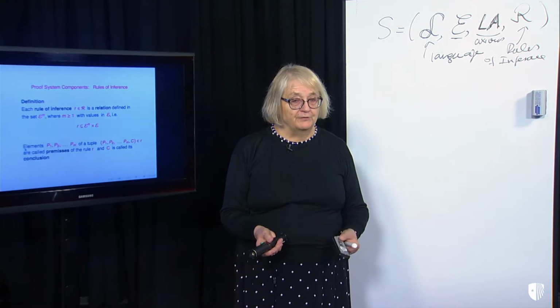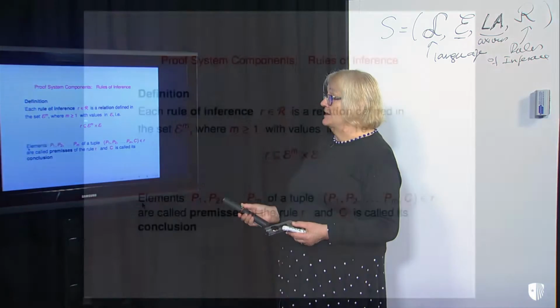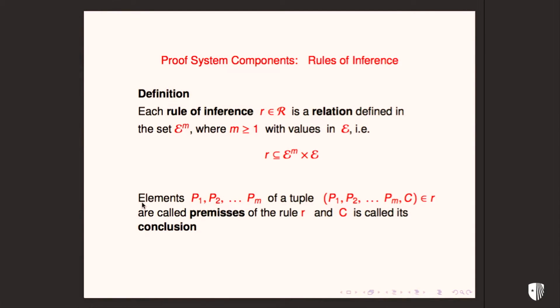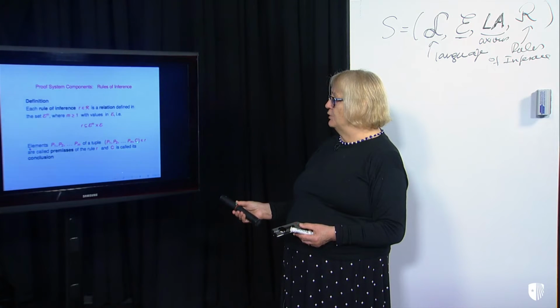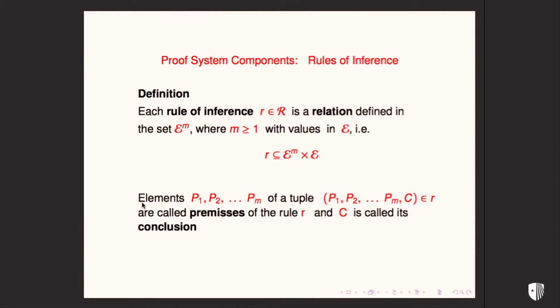And what is a rule of inference? A rule of inference is a relation. It takes m premises, a tuple of m pieces, P1, P2, ..., Pm, and returns one, which is called a conclusion. That's why we use the letter C to say conclusion. P1, ..., Pm are called premises of the rule of the system, and C the conclusion. That's why we usually write P for premises and C for a conclusion.